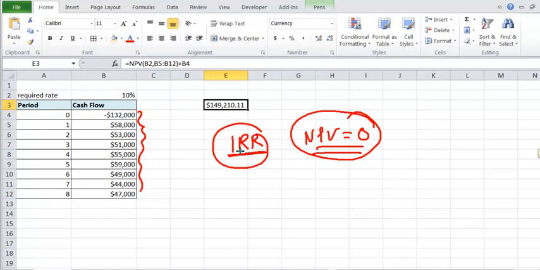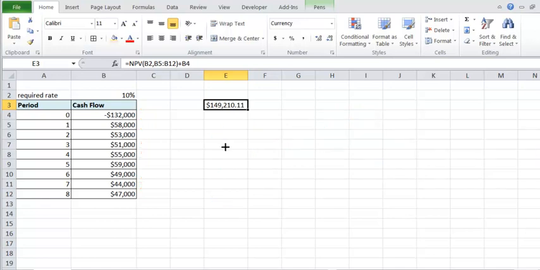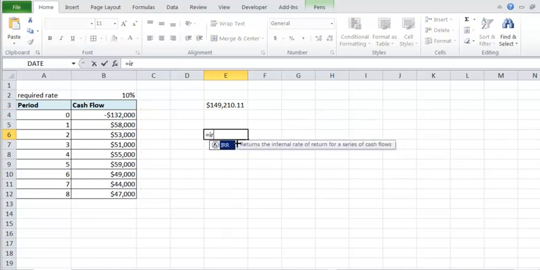Now Excel has a beautiful function to compute the IRR, and that is equal to IRR. Here you can put the values and then you can put a guess. Note that this guess will be useful when you have non-traditional cash flows. But since our scope is only the traditional cash flows, this guess is not required. See this, it's optional, so we will not use the guess.